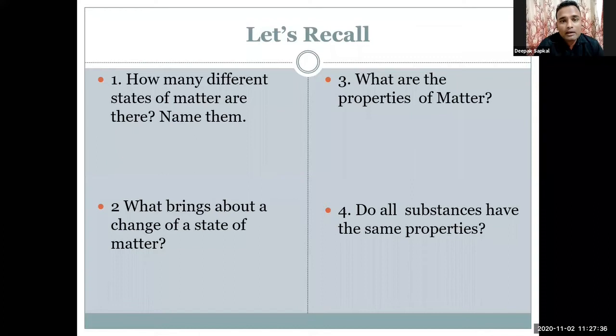Each substance, suppose you think about your mobile, which is made from plastic or rubber, but every substance is not made from the same material. Understood? Suppose your coin, which is made from metal, or your jewelry, it might be a ring. The substances which are made up of different kinds of materials have different properties.